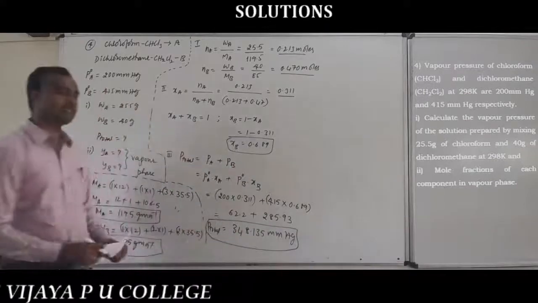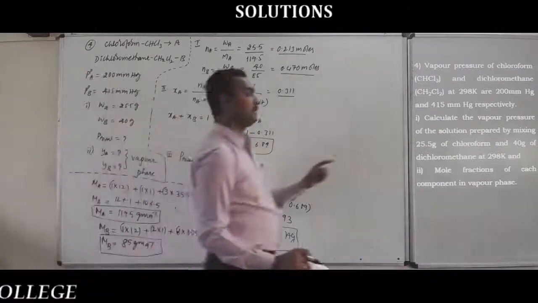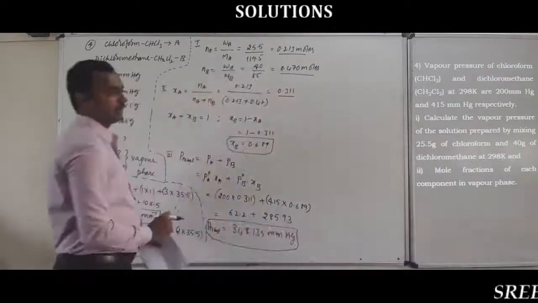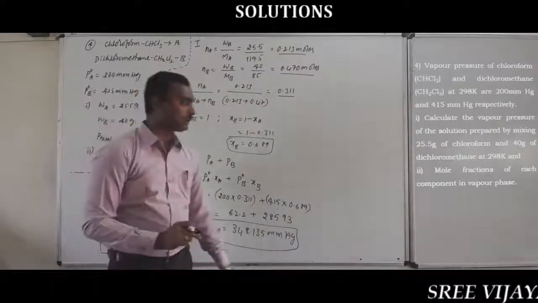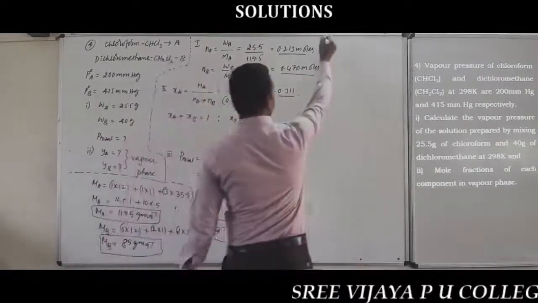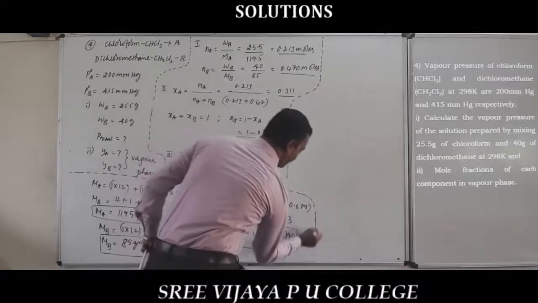That is the value of P total. P total is nothing but the vapor pressure of the mixture, or vapor pressure of the solution. That we had to calculate. The first one is the vapor pressure of the solution by mixing 25.5 gram of chloroform and 40 gram of dichloromethane. So that is one point.